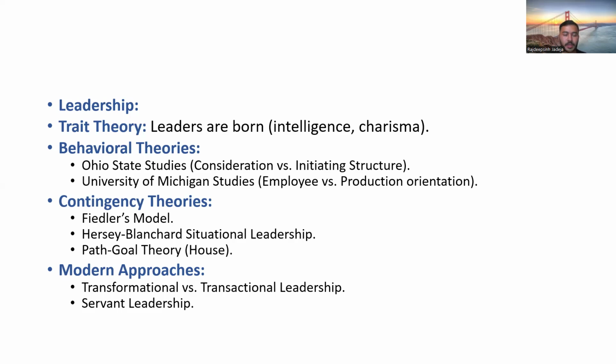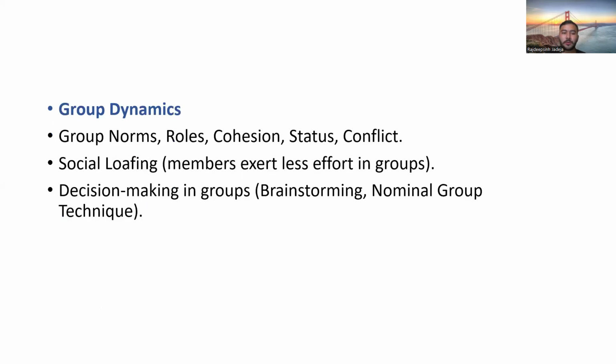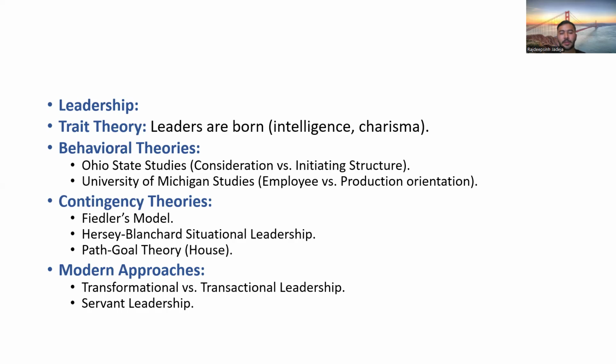So first is trait theory, then the behavioral theories are given by two universities, Ohio State University and University of Michigan. The contingency theories are given by three scientists: Fiedler's model, Hersey and Blanchard's situational leadership, and path-goal theory, which was given by House. And the modern approaches include transformational versus transactional leadership and servant leadership. If you want to study these theories in detail, I suggest a book called Organizational Behavior. It's a textbook for MBA students published by Himalaya Publishing House. You can refer to that.